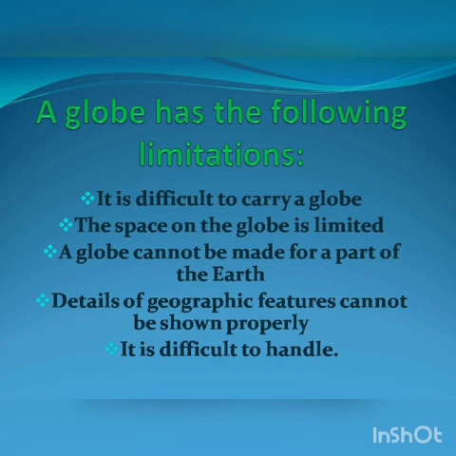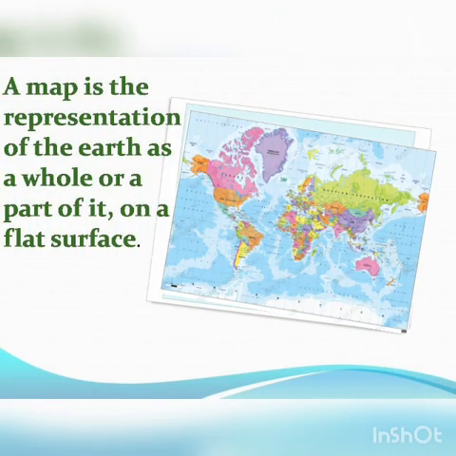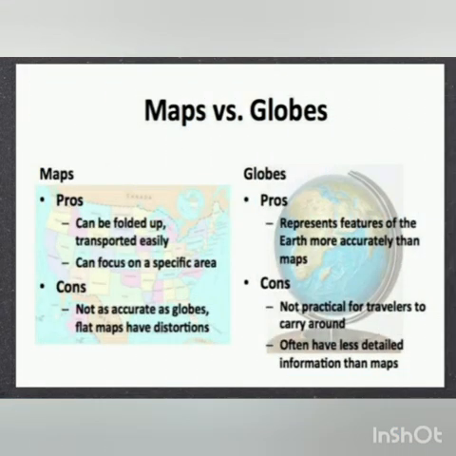So, because of these limitations, we need something simple and easy, which is easy to carry, which we can take with ourselves to learn about the earth on which we live. That is why we made maps. We draw maps on a flat surface. So, a map is the representation of the earth as a whole or part of it drawn to a scale on a flat surface. It is less accurate than a globe, but a map is more useful than a globe.